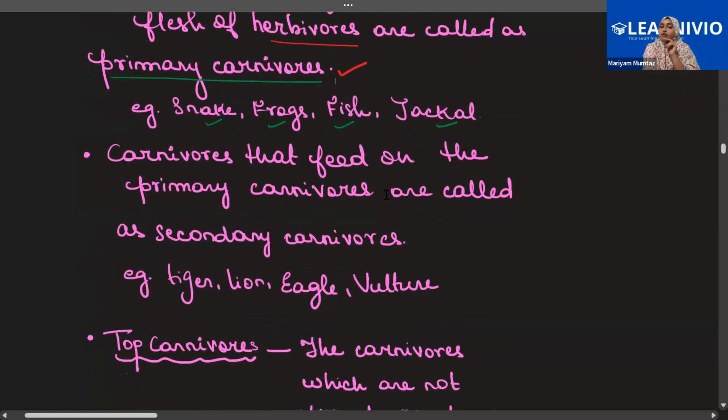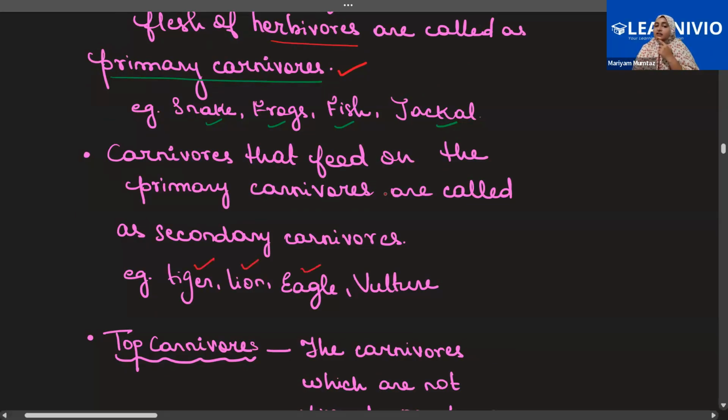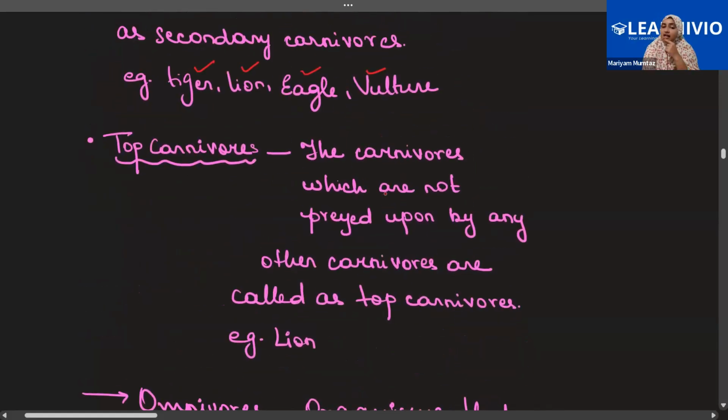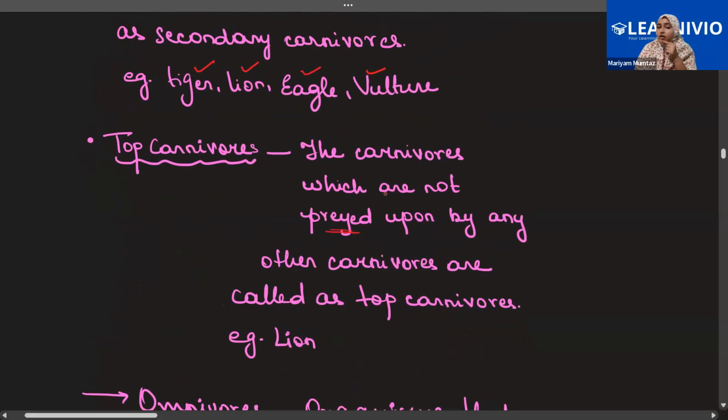Now, imagine those carnivores that will feed on the primary carnivore. We call them the secondary carnivores, such as the tiger, lion, eagle, vulture, all of these would come under the secondary carnivores. And lastly, there is the top carnivores, meaning these are the carnivores that are not eaten by any other organism. They are the top ones, they are the predators, right? But they will not be eaten by any other organism. So the carnivores which are not preyed upon by any other carnivore, we call them the top carnivore. The best example is a lion.